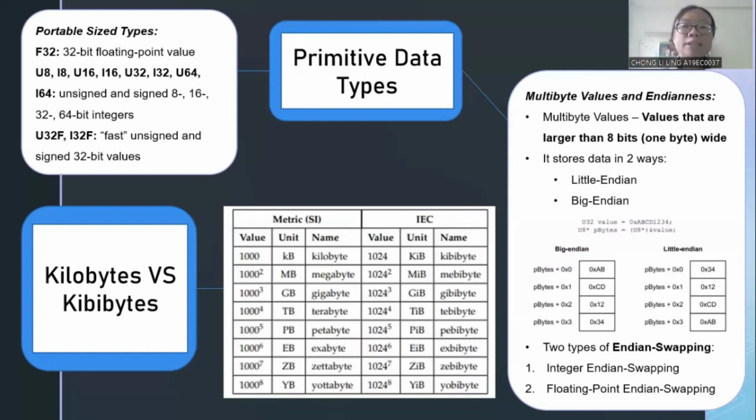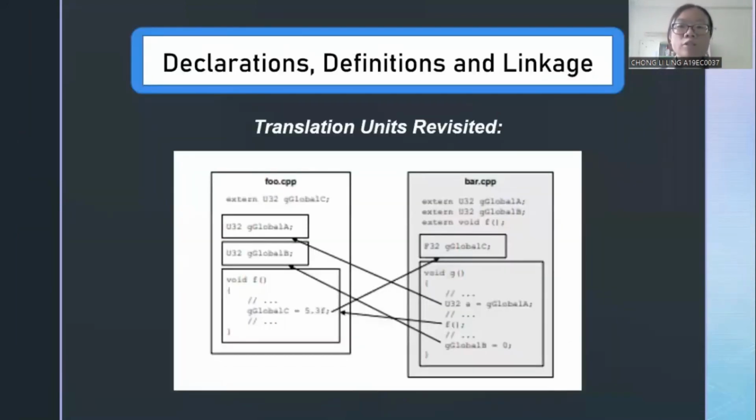In kilobytes versus kibibytes, we usually use kilobyte to represent 1000, but computer programmers usually use kibibyte to represent 1024. Next, a .cpp file is called a translation unit, which is the smallest unit of translation. It generates an object file, and the linker combines all of them to resolve external references. As you can see in the diagram, the references in foo.cpp are used in bar.cpp and vice versa.